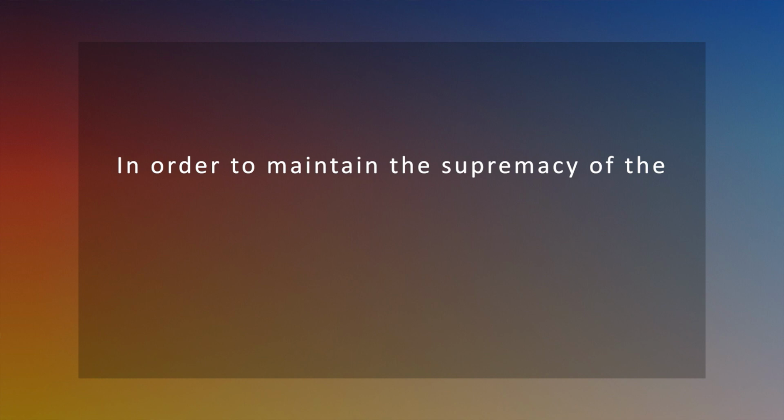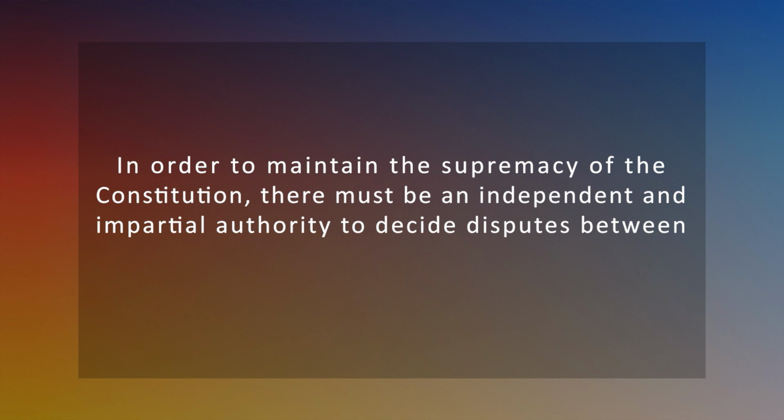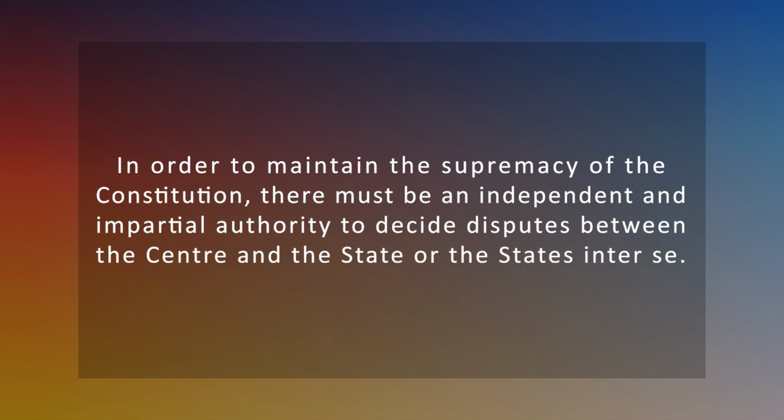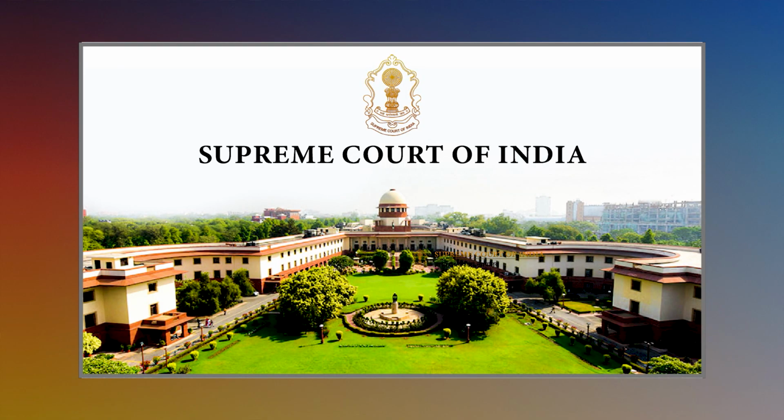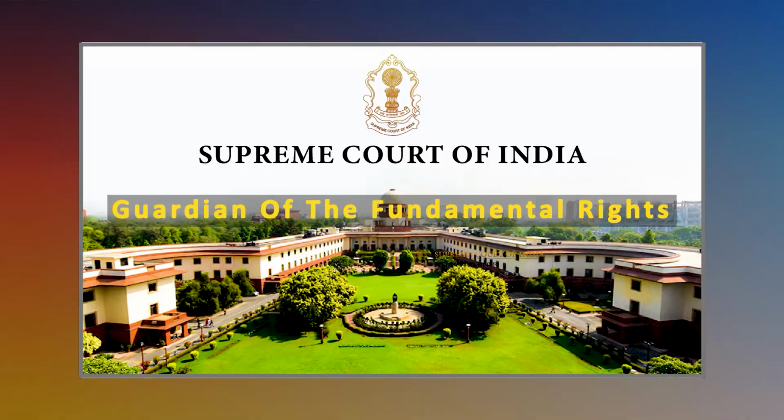regarding their respective powers. Therefore, in order to maintain the supremacy of the Constitution, there must be an independent and impartial authority to decide disputes between the center and the state or the states inter se. This function can only be entrusted to a judicial body. The Supreme Court is the final interpreter and guardian of the Constitution. In addition to the above function of maintaining the supremacy of the Constitution, the Supreme Court is also the guardian of fundamental rights of the people.